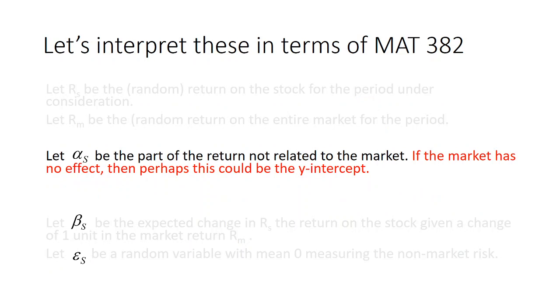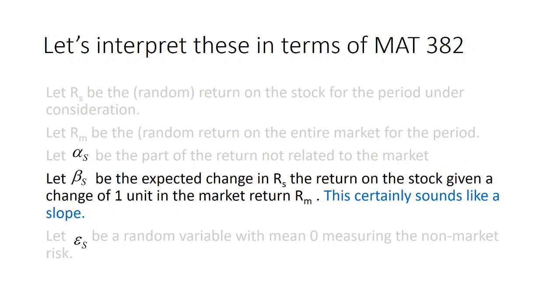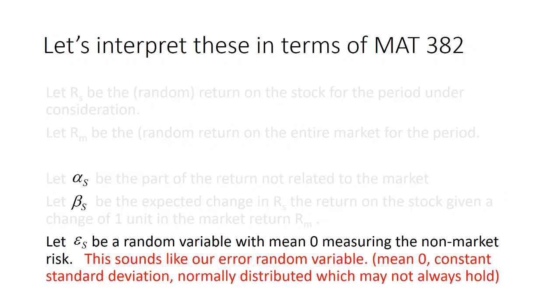So let's interpret these in terms of Math 382. Let alpha s be the part of the return not related to the market. If the market has no effect, then perhaps this could be the y-intercept. Beta s, the expected change in return given a change of 1 unit. This certainly sounds like a slope. And epsilon with mean 0 measuring the non-market risk.